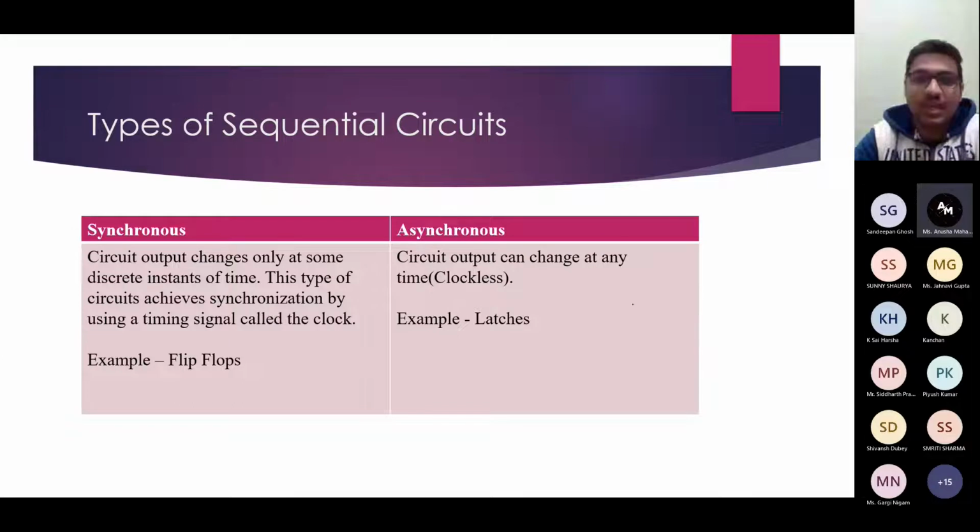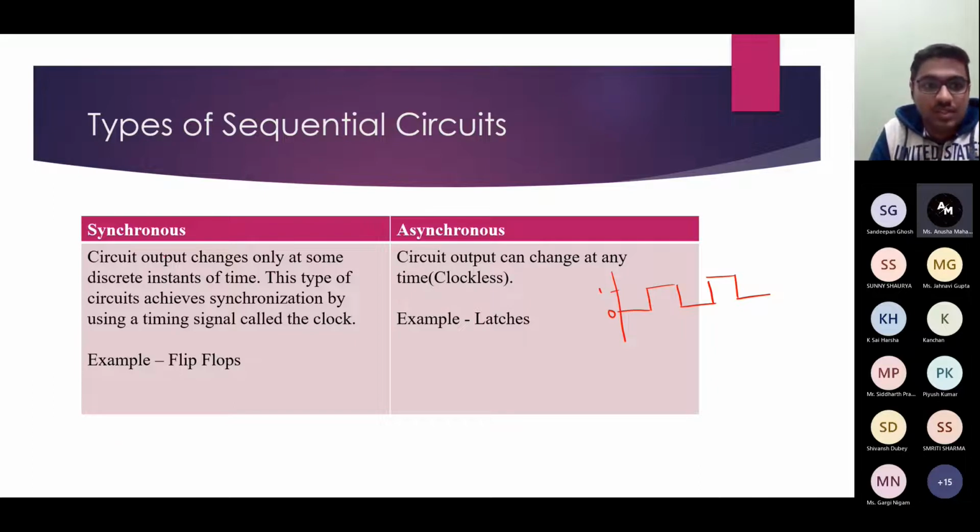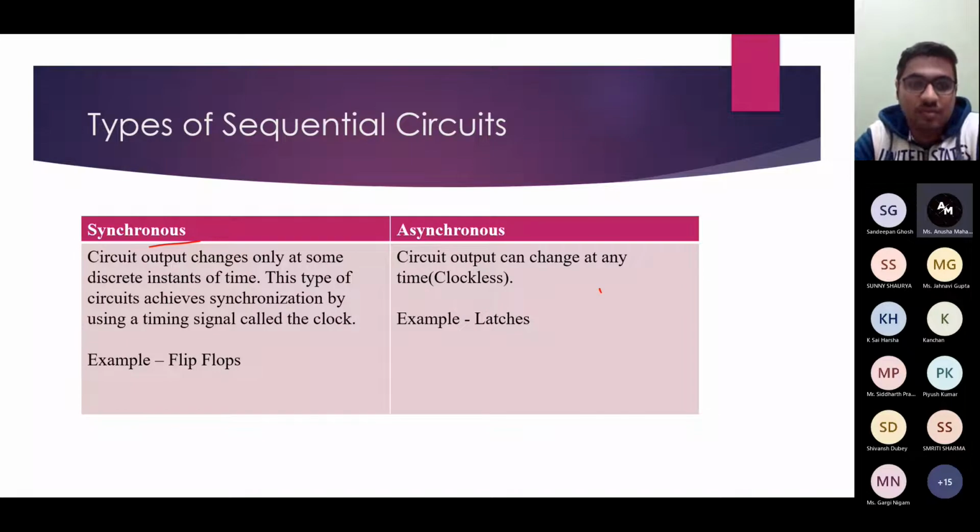It is clockless. If you consider this signal, it is called the clock signal, and its value varies between 0 and 1. The synchronous circuits can change output only at this instant of time or this instant of time. These are called active edges of a clock signal, while the asynchronous can change output at any time. It doesn't have any input like a clock. Examples of synchronous circuits are flip-flops, while that of asynchronous are latches.